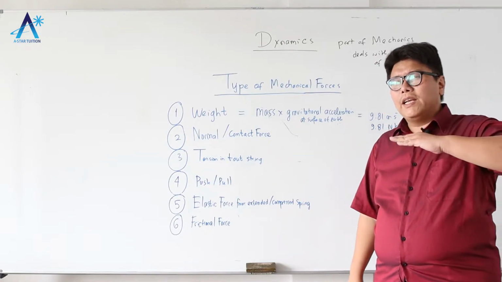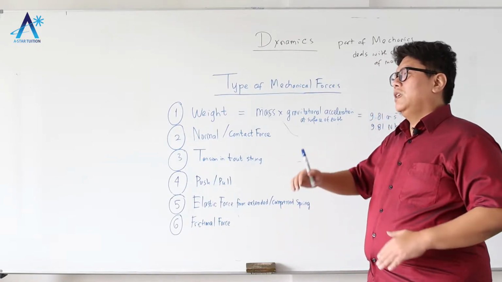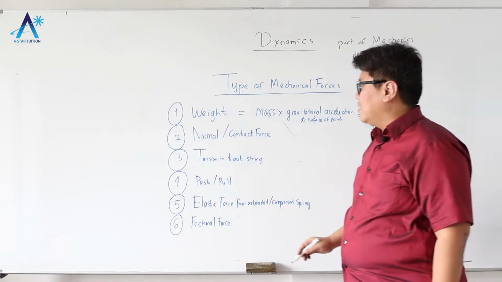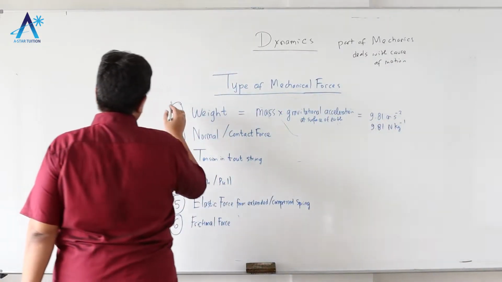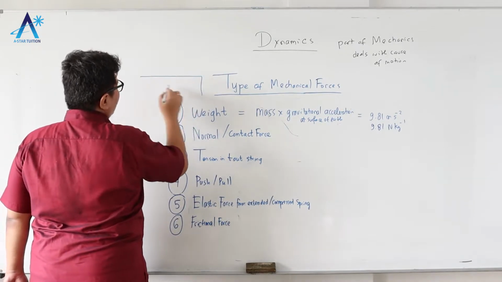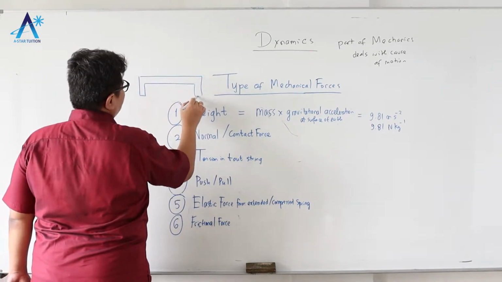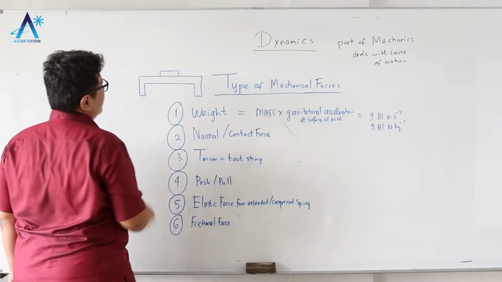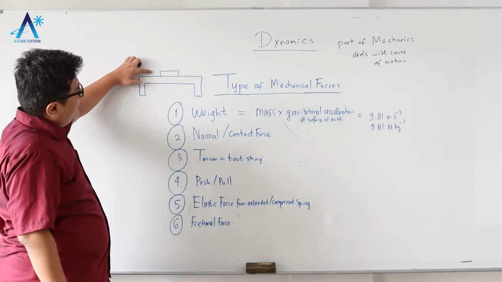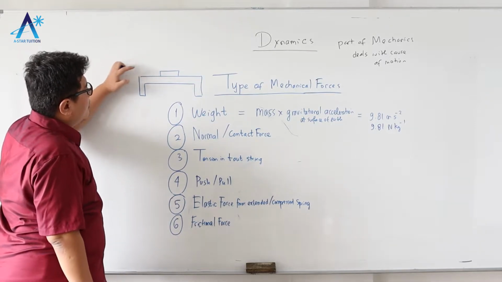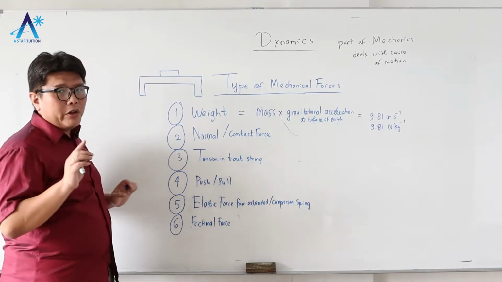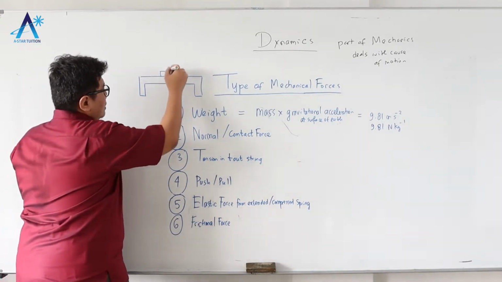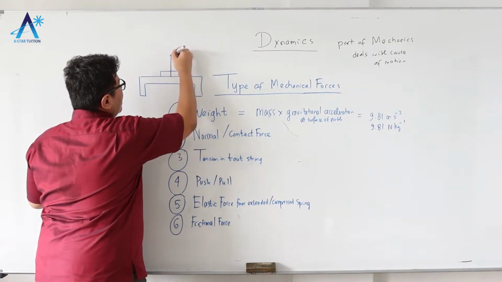So when two objects are in contact with each other, let me illustrate here. Let's say that this is a table, and above the table you put your book. So the book here will experience a contact or normal force. The reason why we call it normal is because it's perpendicular to the surface. So there's a normal force acting on the book.